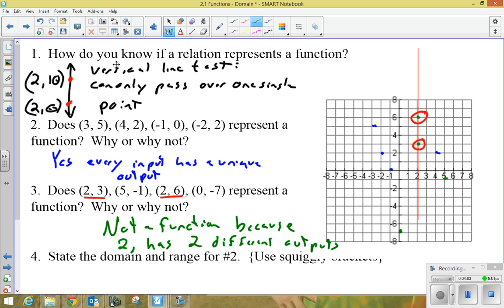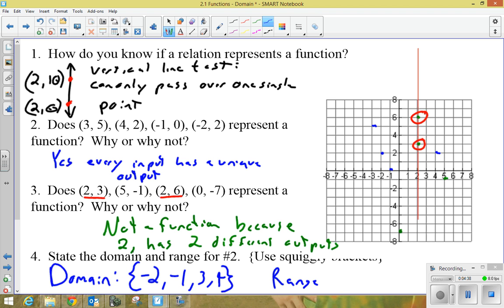Okay, so for number 2, to state the domain and range, well, my domain, so notation is going to be important with this, domain is for all, so the domain of this is my x values. So I can do this in set notation. So I usually like to start with the smallest one, -2, -1, 3, and 4. All right, and then my range is the possible outputs, my y values.